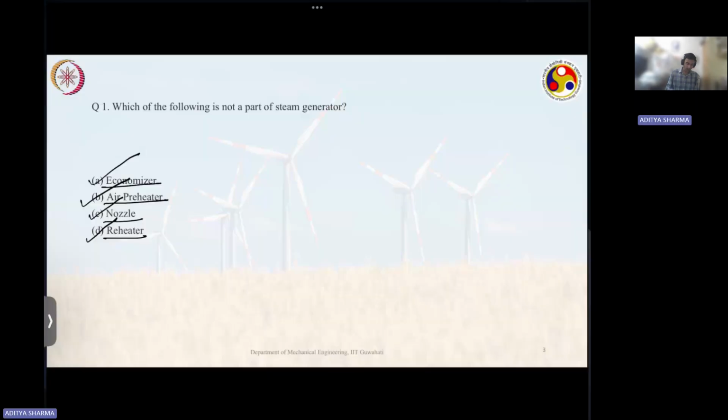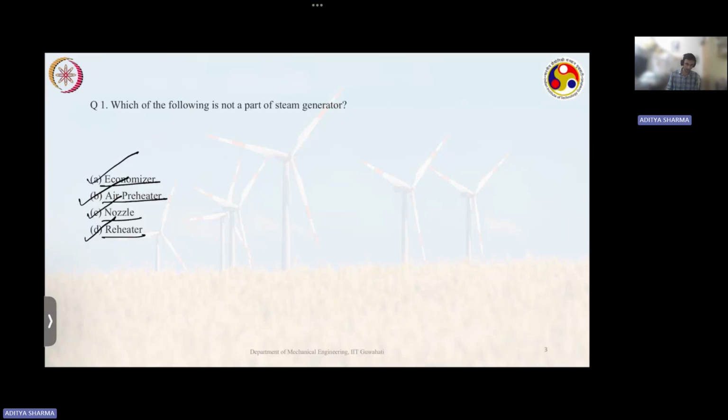But out of the four options, if we have to choose the odd one out, I believe it is nozzles, right? Because directly it's not a part of a steam generator.